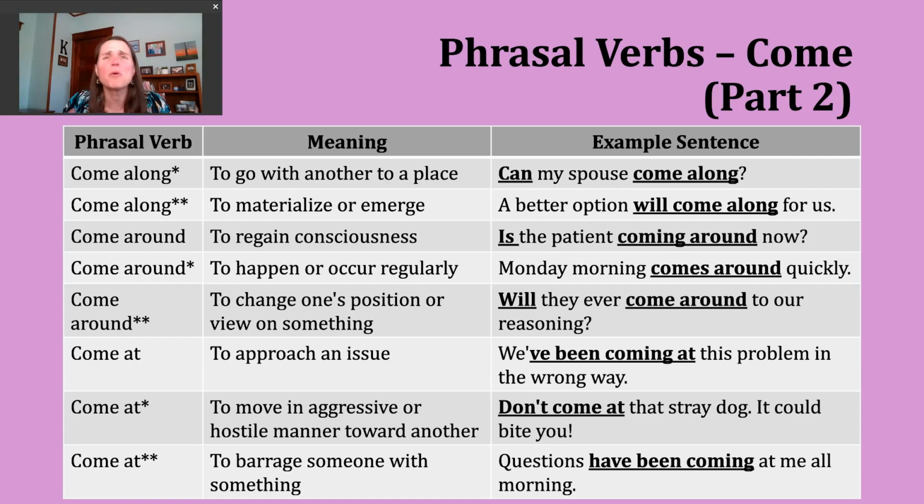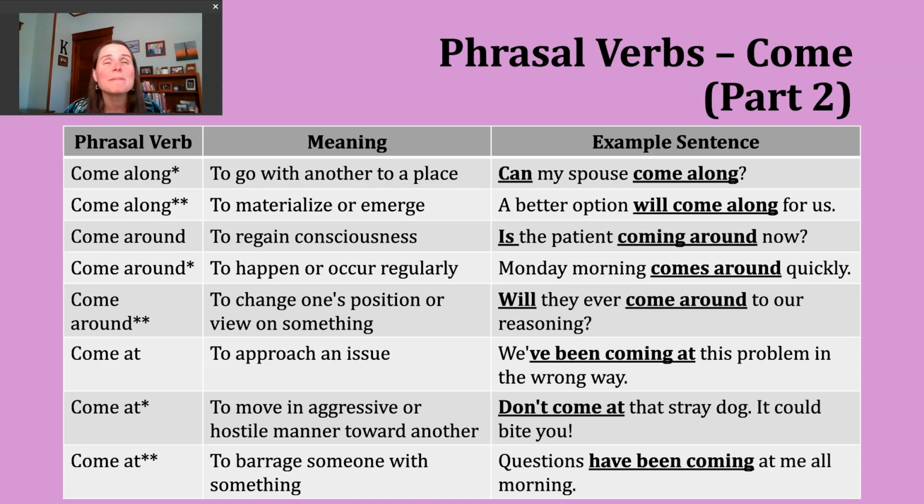Here we're kind of asking, are they going to agree with what we have to say? Another phrasal verb you might encounter is to come at. This can also have several different meanings. Here's one. It might be how we approach a particular issue or problem. An example of this: we've been coming at this problem in the wrong way. Right? So here we might be saying we need to alter or change our approach.